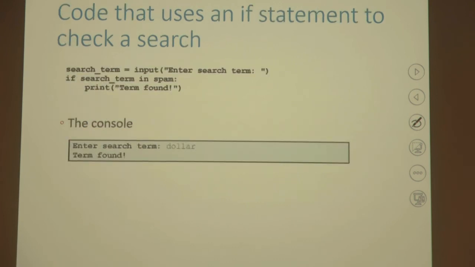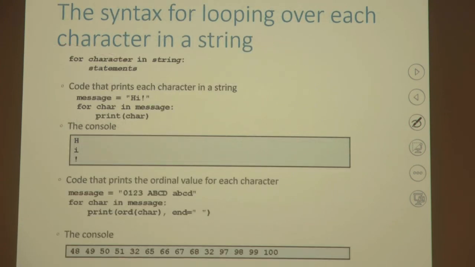Okay, so in here what you're trying to do is check the input. It's code that uses the if statement to check the search. So input, you ask somebody to input. Input: enter search term. So it will give a prompt to the user of what he has to enter. This will be saved in a variable called search term. If search term in spam, print term found. Okay? So again, the power of in.